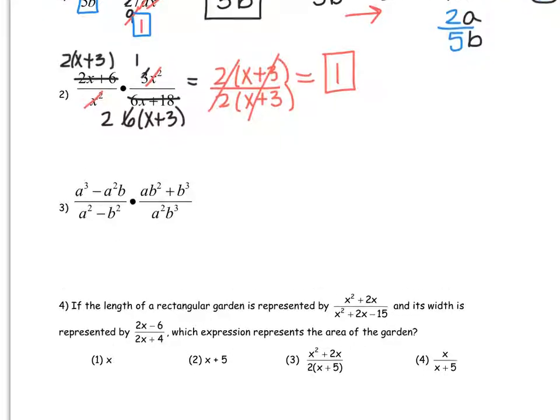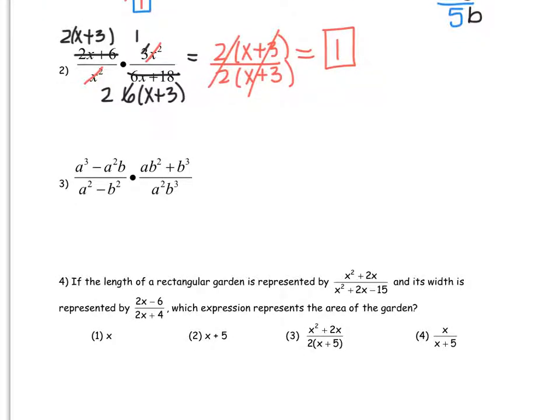Example number 3. It looks as though I can factor all 3 of these pieces. So let's see what I get when I do that. I'm going to start with this one, a squared minus b squared. I know that that is a difference of squares, so I'm going to start by factoring that into a plus b and a minus b.